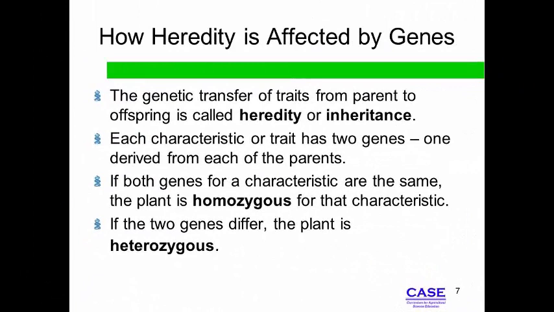Heredity is influenced by genes contributed from both parents. Each organism has 2 genes for the same trait, one from each parent. If both genes are the same, the organism is said to be homozygous for that trait. If the genes code for different expressions of the trait, the organism is called heterozygous. These terms will be illustrated in the following examples.